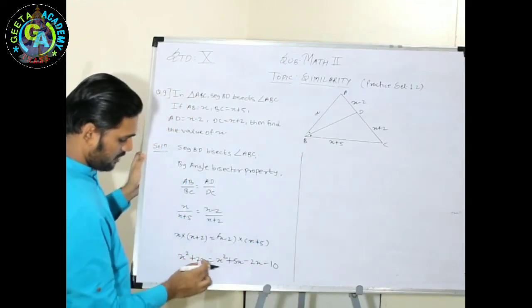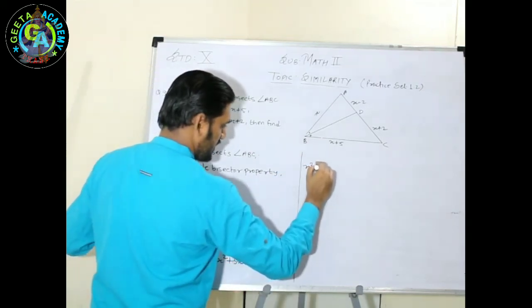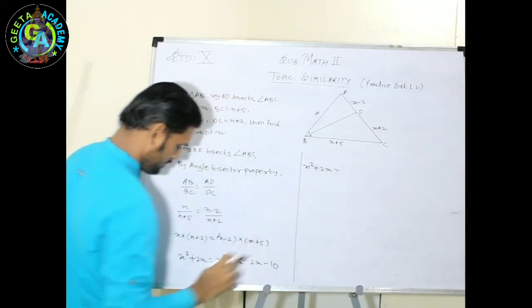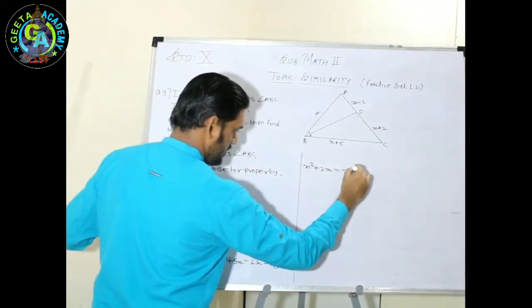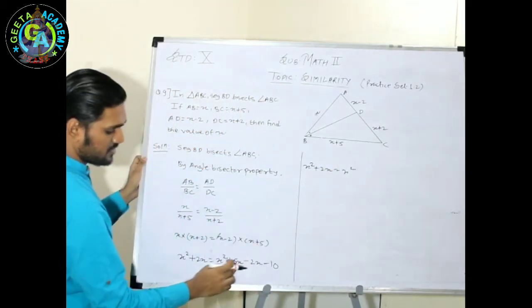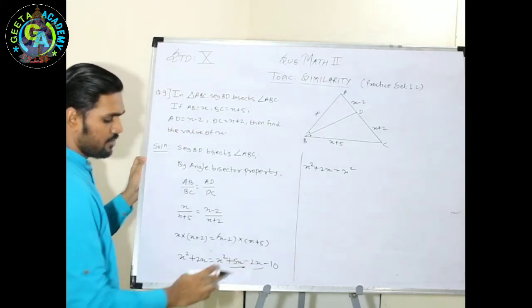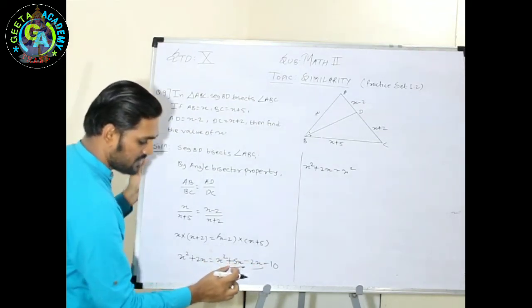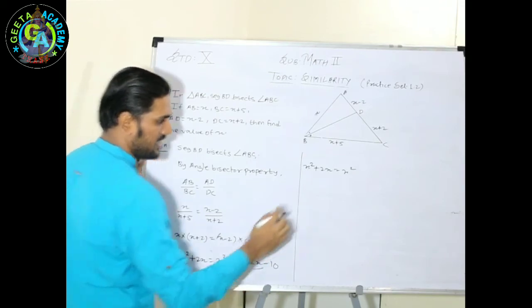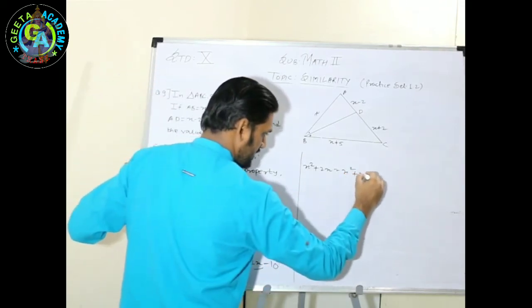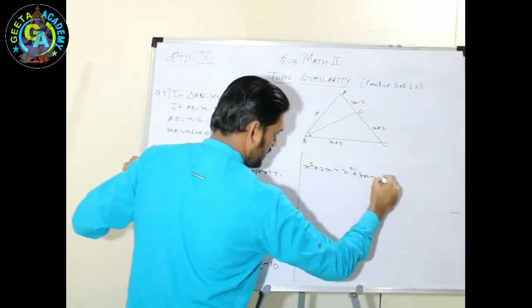So here they are not like terms, so they will not add and subtract. So x square plus 2x is equal to x square plus 5x minus 2x. Both are like terms because both are having the x. Plus 5x minus 2x, it will be plus 3x, minus 10.